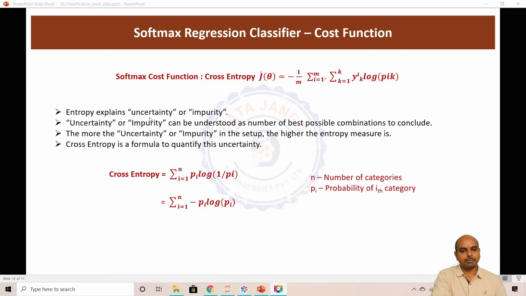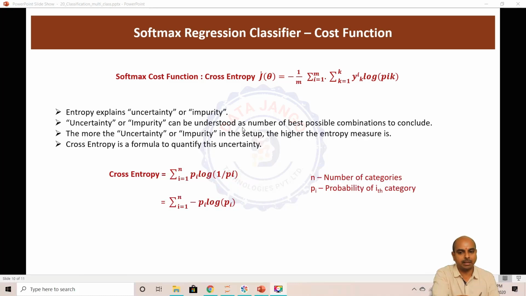Entropy explains uncertainty or impurity. From information theory, cross entropy has a formula which explains the uncertainty and impurity in numerical form. Every statistical tool gives you a statistic which explains something, right? Entropy explains the uncertainty or the impurity in a quantified way. If the formula gives you a big number, that means the uncertainty or impurity is high. If it gives a small number, the uncertainty or impurity is low.